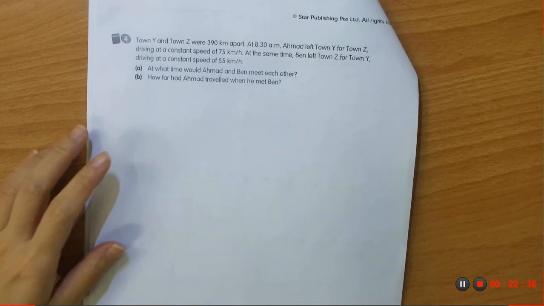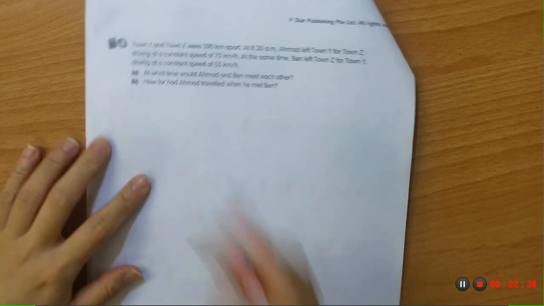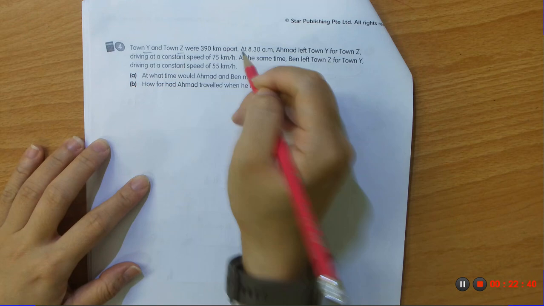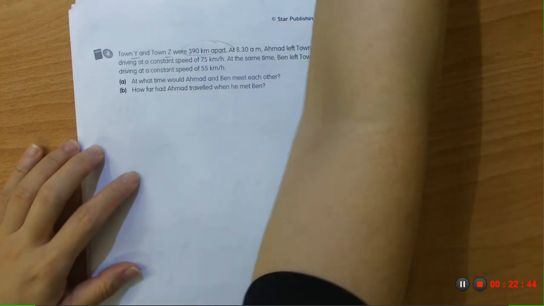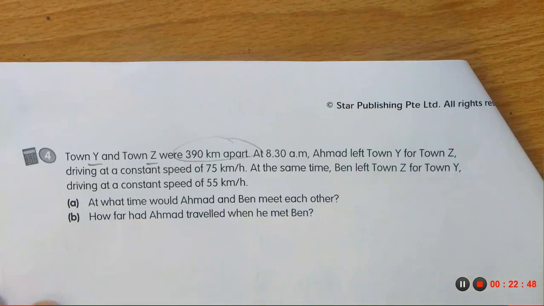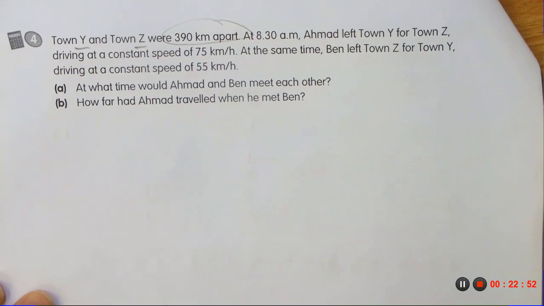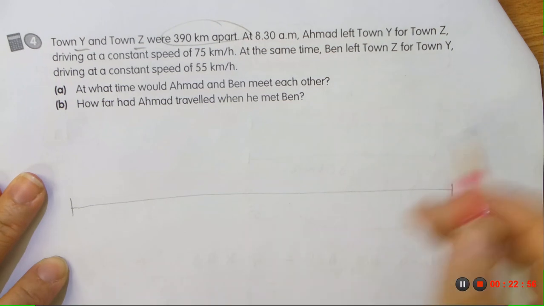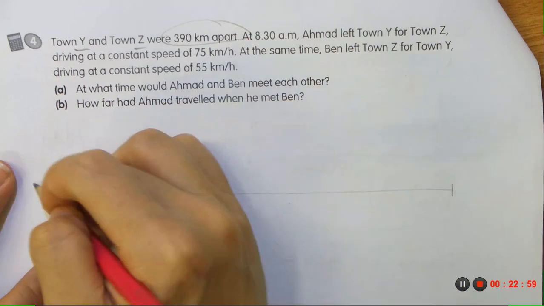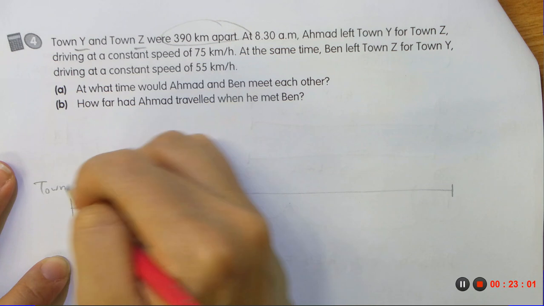Okay, this is a story where there are two towns, Y and Z. They are a distance apart. Very good. Right at the start, there's a distance clue given already. So there's this place, town Y and town Z.